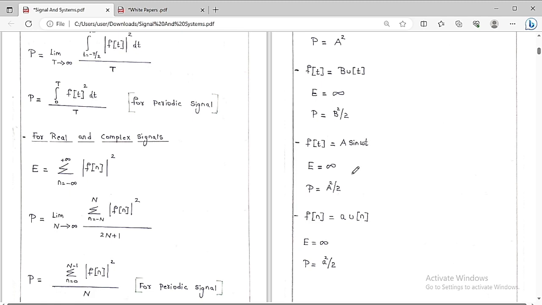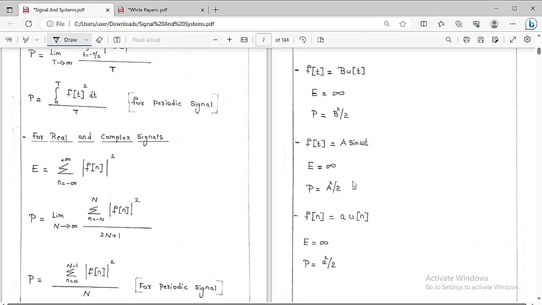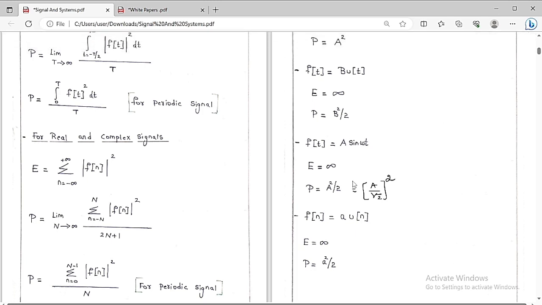So remember, the power is the RMS value whole square. What is the shortcut to remember? The RMS value of the periodic signal whole square. What is the RMS value of this periodic signal? A by root 2. Then just take the square of that term, so we are going to get a square by 2. So for a periodic signal, the power is RMS value whole square; the RMS value is a by root 2, and taking the square of this, we get a square by 2.